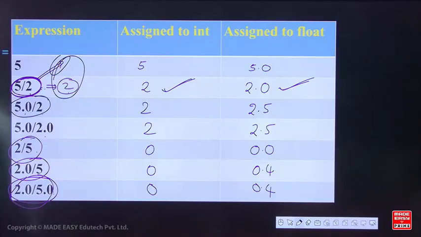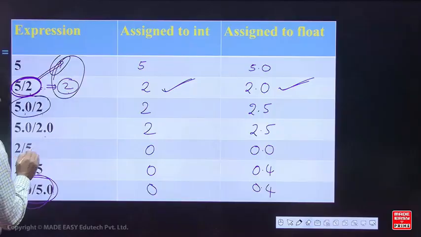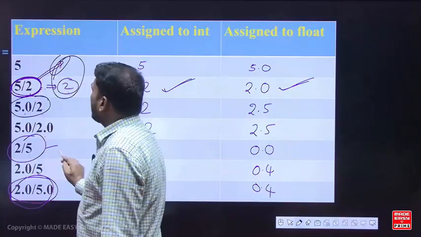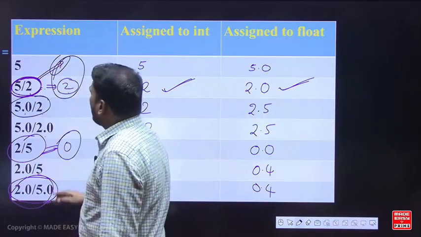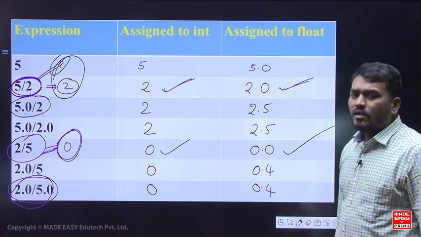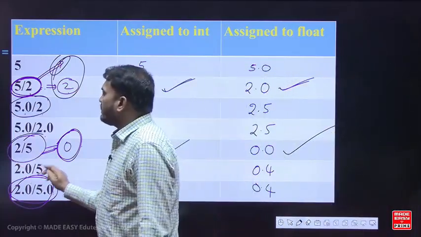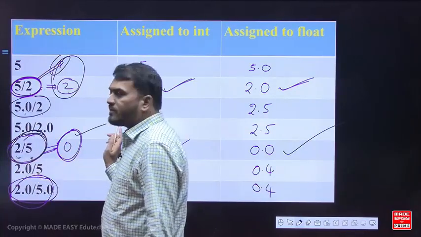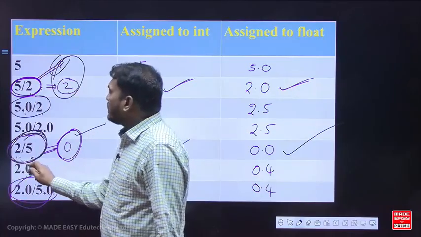Sir, why is float 2 divided by 5 0.0, not 0.4? Arey, what is this 2 divided by 5? I told you already, right? 2 divided by 5, what is the answer according to C language? 0 only. You are assigning 0 to integer, it will print 0. If I assign it to float, it will print 0.0. Don't apply your mathematics. Both are integers, so the output will be integer. Just follow the rules.